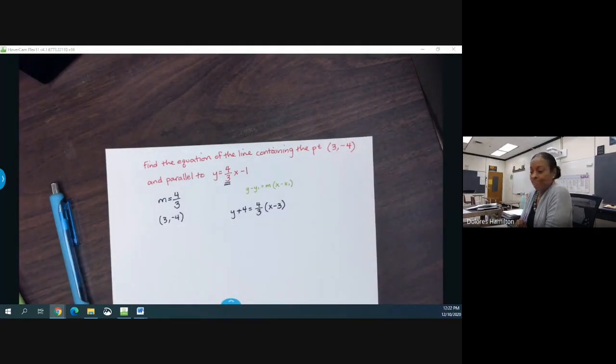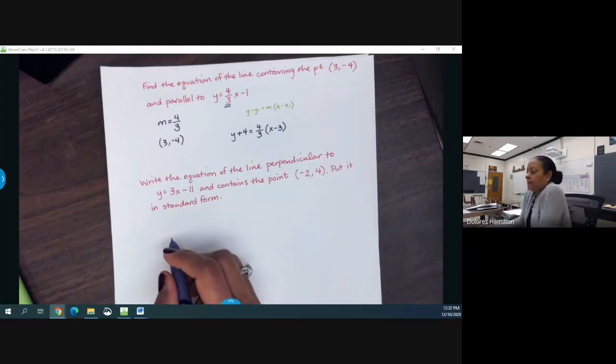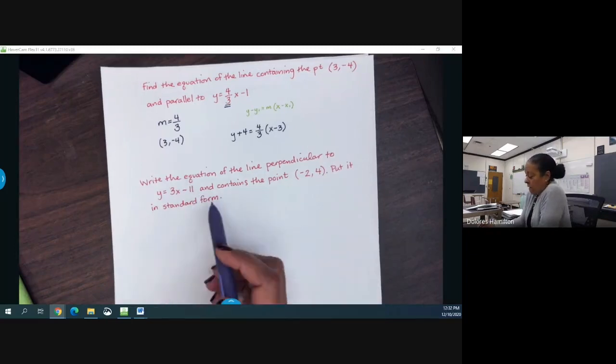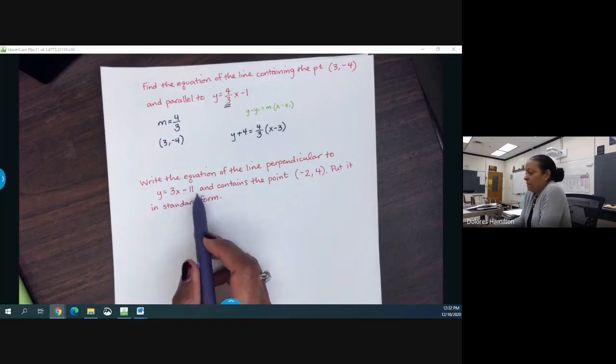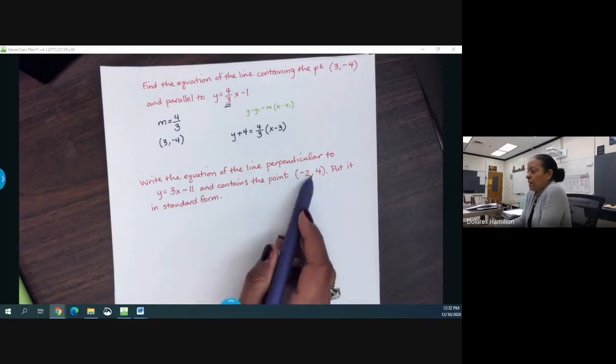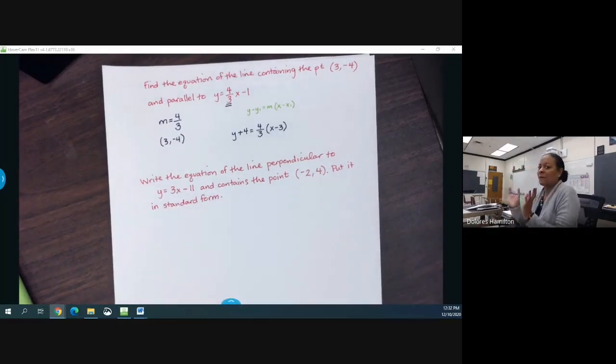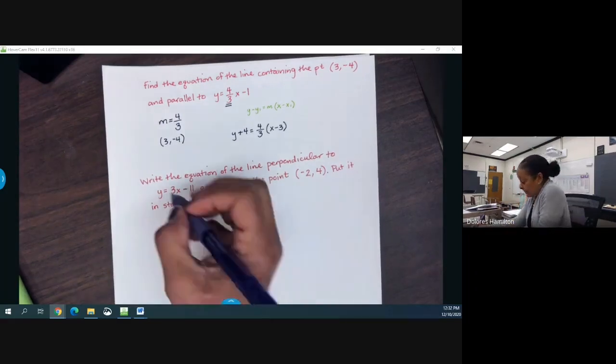And we're done. Looking at this next example, we want the equation of a line perpendicular to this line, 3x minus 11 equals y, going through this point -2, 4. And they specify that they want this in standard form. All right, a lot of stuff to process. But first is, if it's perpendicular, we need to focus on the slope.